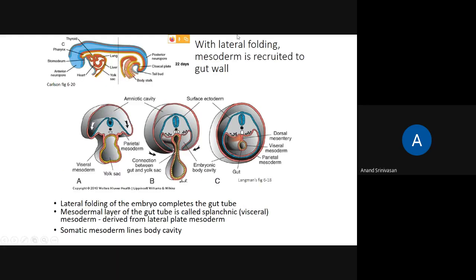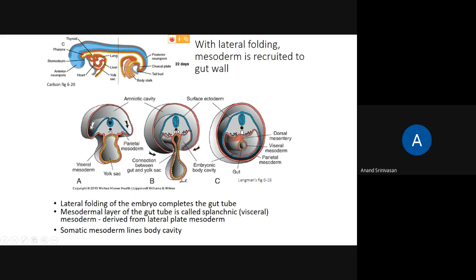Okay, now with the lateral folding, the mesoderm is now taken into the gut wall. Initially, the midgut is opening into the yolk sac. Now because of the lateral folding, the midgut is formed like a tube, and there is only a small tube which is connecting them, which is the vitellointestinal duct. In the rest of the portion, it forms a complete tube.